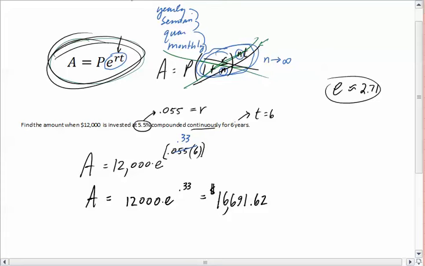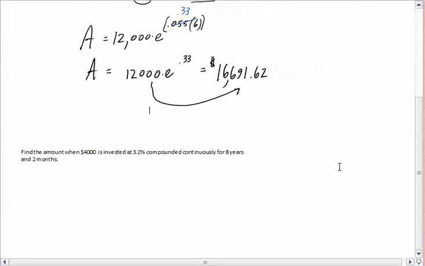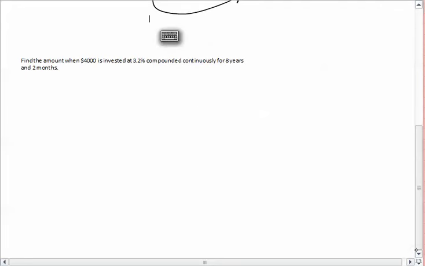It's going to be compounded continuously for 6 years. This amount of money, 12,000, is going to turn into 16,691-ish. Okay, let's take a look at one more example. Find the amount when 4,000 compounded continuously.